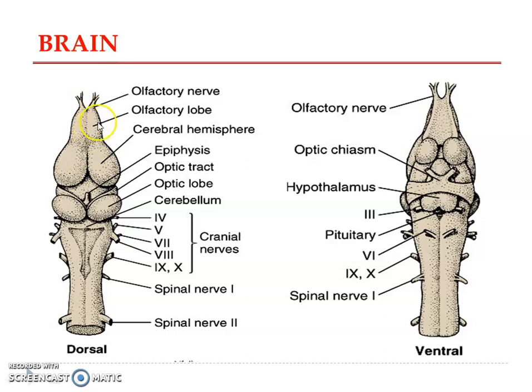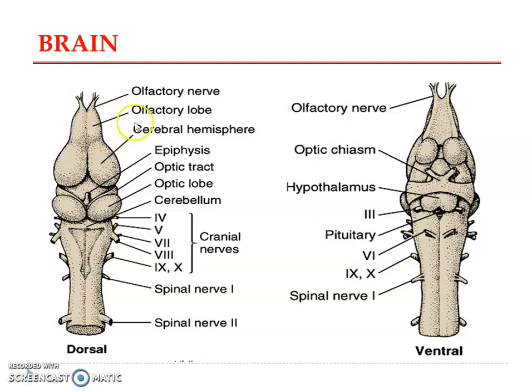From the olfactory lobe you can see arises the olfactory nerve, right? So that is the first cranial nerve, the olfactory nerve. And the olfactory lobe, as the name suggests, its main function is to coordinate the olfactory function.